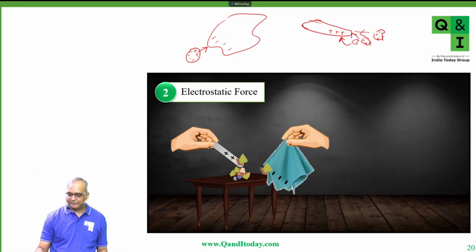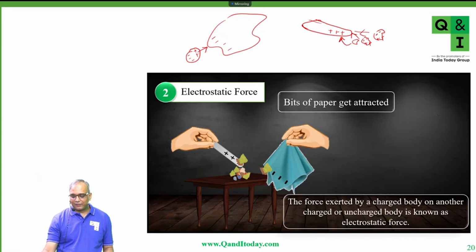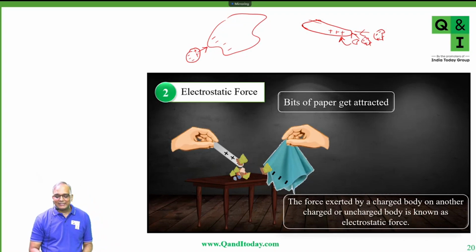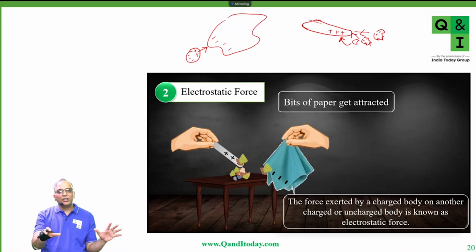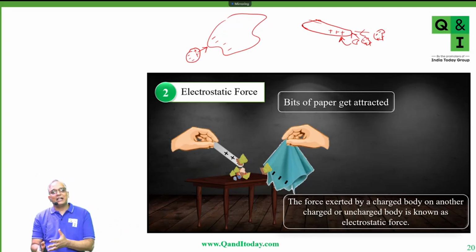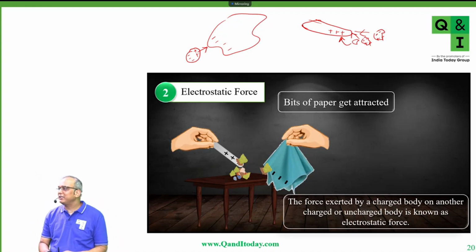Okay, students. So bits of paper get attracted again because of electrostatic force. The force exerted by a charged body on another body, which is either charged or uncharged, is called electrostatic force. Clear, students? You have understood it?